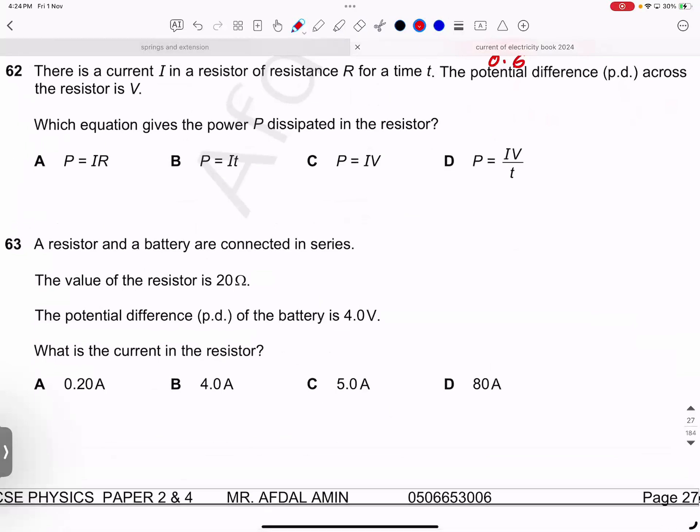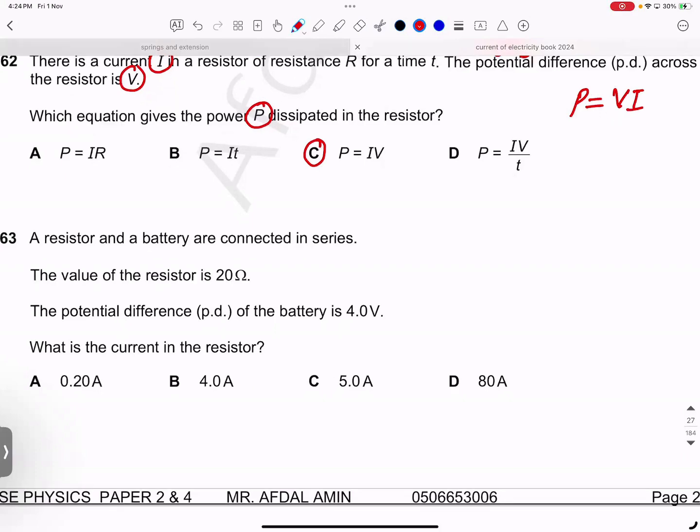Question 62. There is a current I in a resistor of resistance R for a time T. The potential difference across the resistor is V. You have current, you have V, you want to find power. You know one of the equations of power is V times I. There is an option C. It's just a formula.